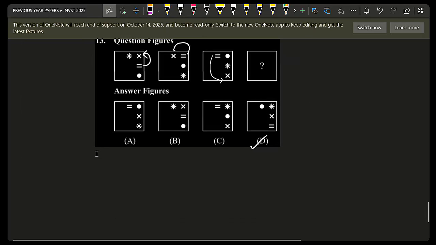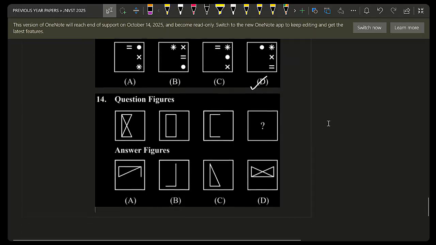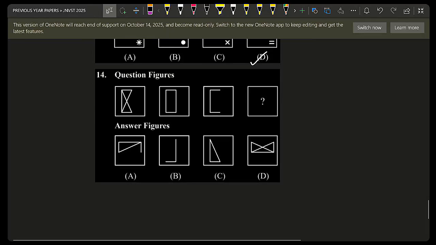14th one. So every step it is losing some line. Okay. So from this line to this line, what happened? First, in the first figure, let us count the number of lines. 1, 2, 3, 4, 5. 5 lines are there. And in the second figure, there are 4 lines. And from 4, it became 3. From 3, we want 2. So only 2 lines are available in option B. So every step, it is losing 1 line.